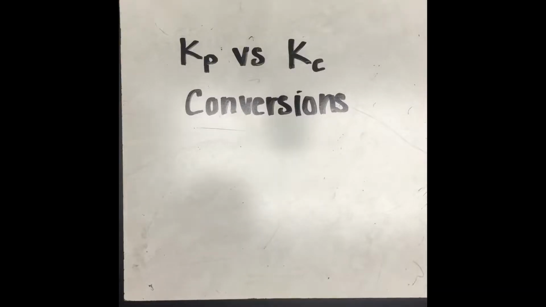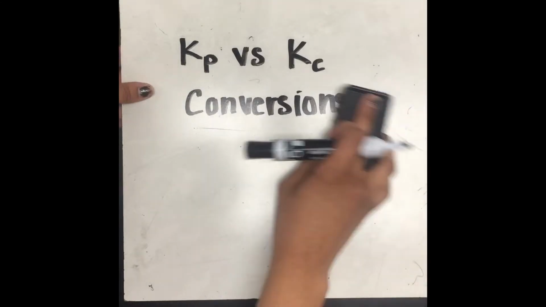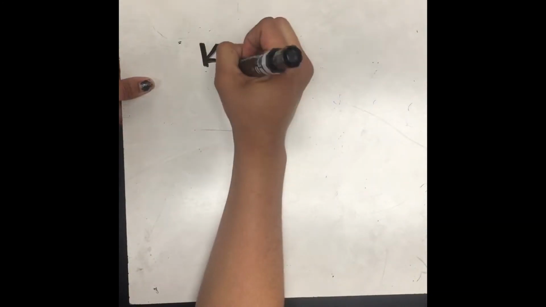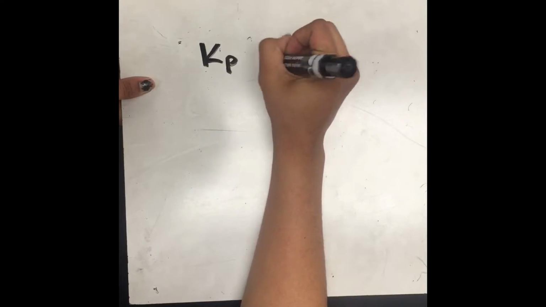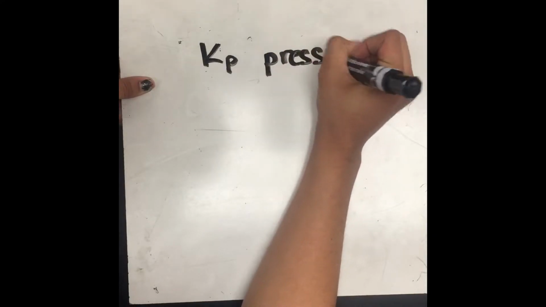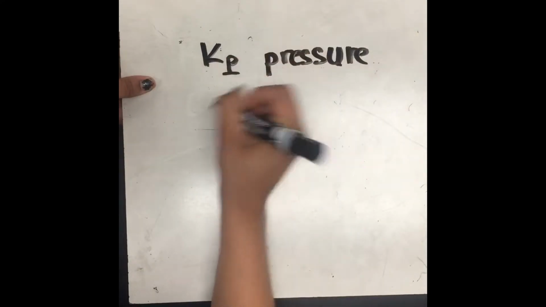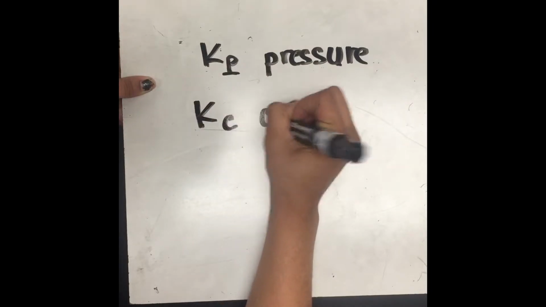Hi guys, so today we're going to be learning about KP versus KC and how to convert KP to KC and vice versa. So, first things first, we want to remember that KP is for pressure and that KC is for concentration. So, KP is pressure, that's why it has a P, and KC is concentration.